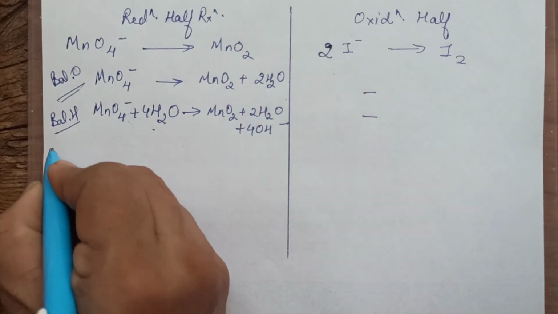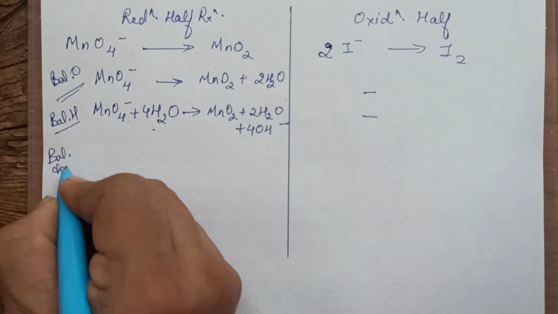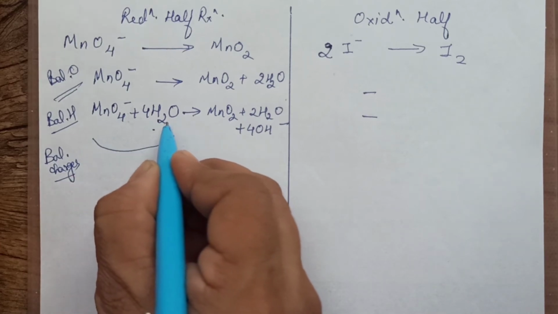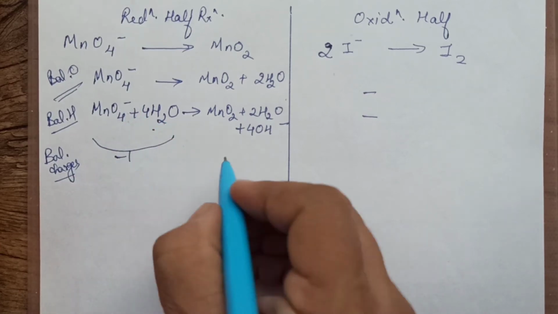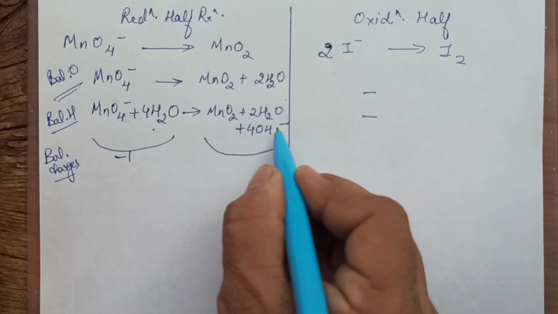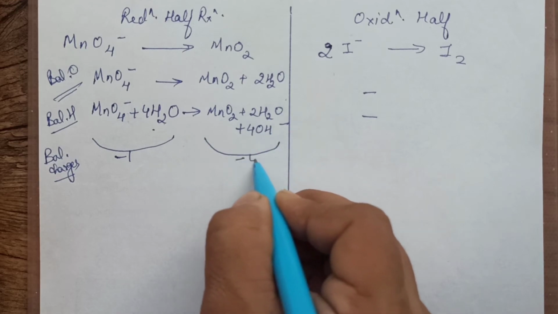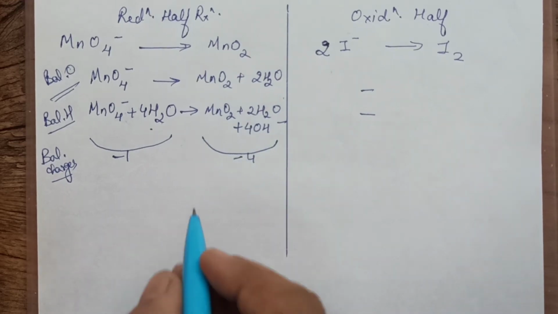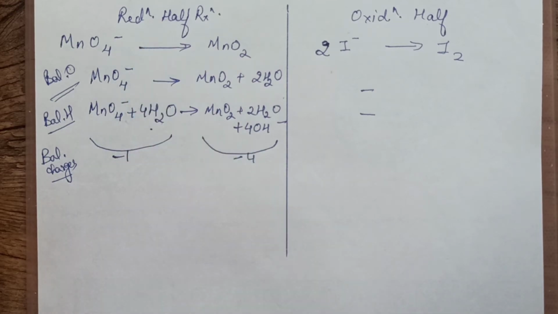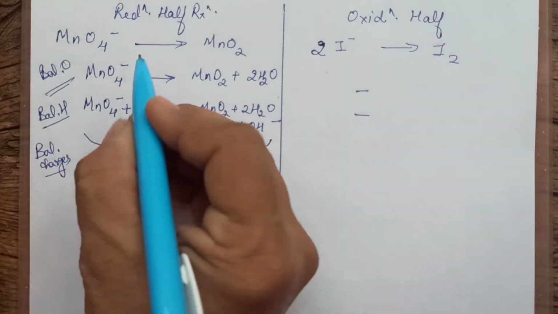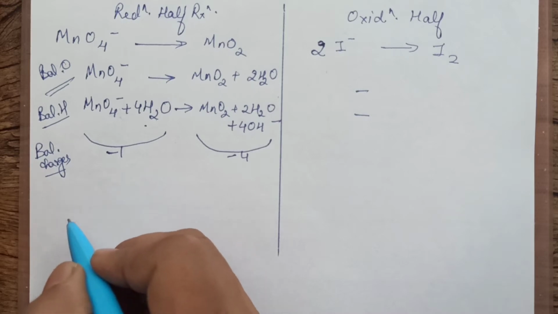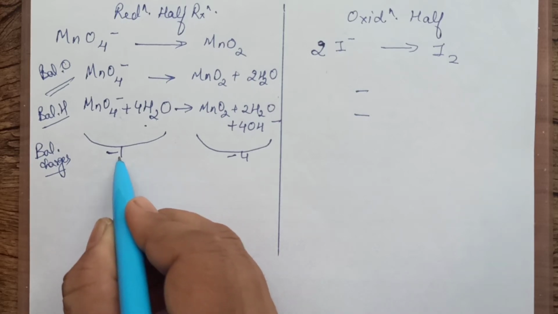Next, you have to balance the charges. How do you balance the charges? On the left hand side you check what the charge is. This is neutral, and this is -1, so we write -1. Right hand side, what is the charge? MnO2 is a neutral molecule. -1 into 4 is -4. What is the difference? 3. And this is the reduction half. Reduction means gain of electrons. So how many electrons should we add on the left hand side? 3 electrons. And as such, if I add, this is -1 and this is -4.